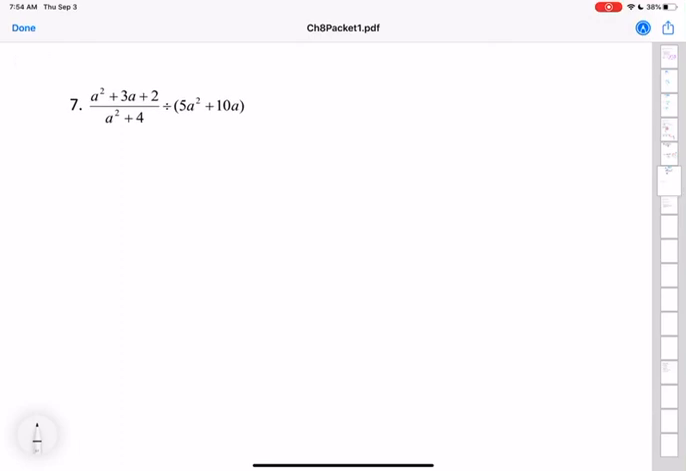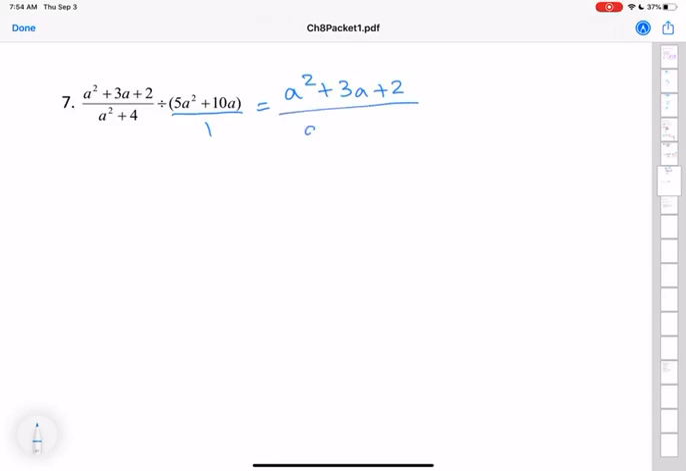If you haven't yet, go and try this one. Remember, you can stick this fraction here over 1, or that polynomial over 1 to make it be a fraction. Go ahead and try it. Okay, so I have a squared plus 3a plus 2 over a squared plus 4. So I kept the first one, changed my sign, flipped the second one. Multiply straight across the top, straight across the bottom.